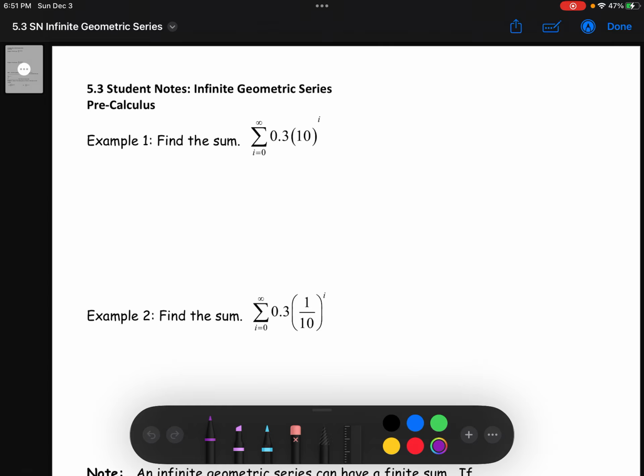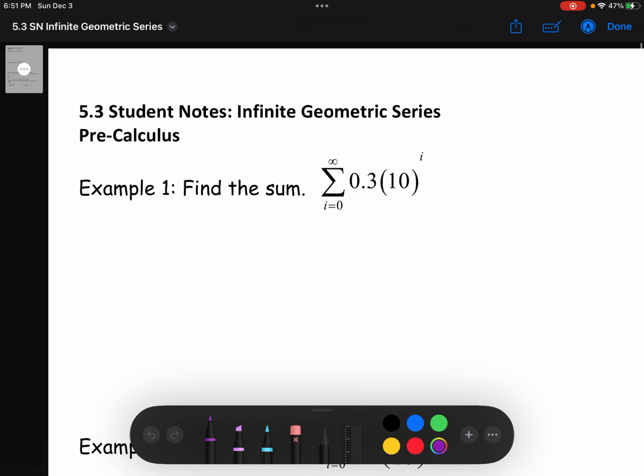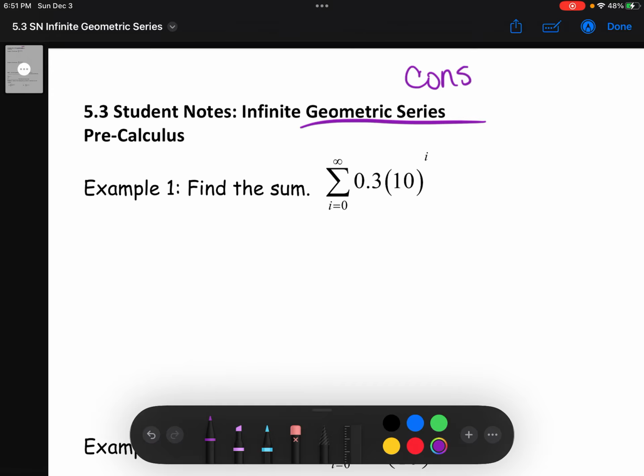This is Infinite Geometric Series. We talked about geometric series having a constant ratio, a constant multiplier that we call R. Infinite means it has an infinite number of terms. So if we jump right in to example 1, we're looking for the sum from I equals 0 to infinity. That's a never-ending number of terms, and it starts with term I equals 0.